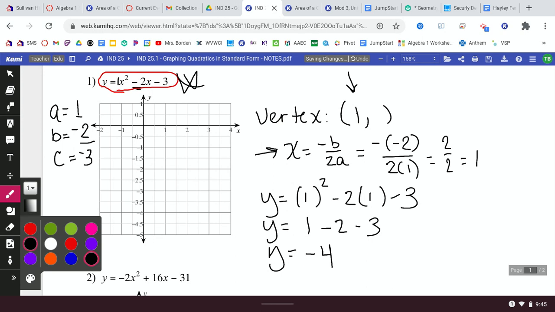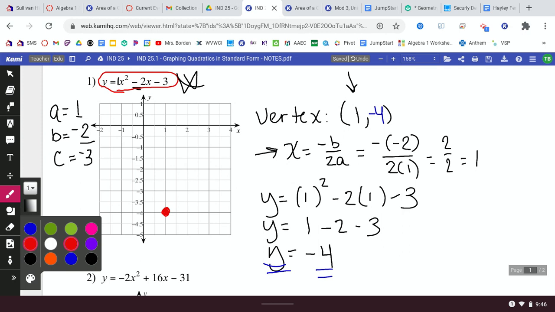So the y value, remember this is the y value of my vertex. So now up here in my vertex, I'm going to put the y value of my vertex. So all of this work so far has just been to find the vertex. And now I'm going to graph my vertex at 1, negative 4. So 1, negative 4. All right, there we go. That's our vertex. That's the first point you always want to plot.